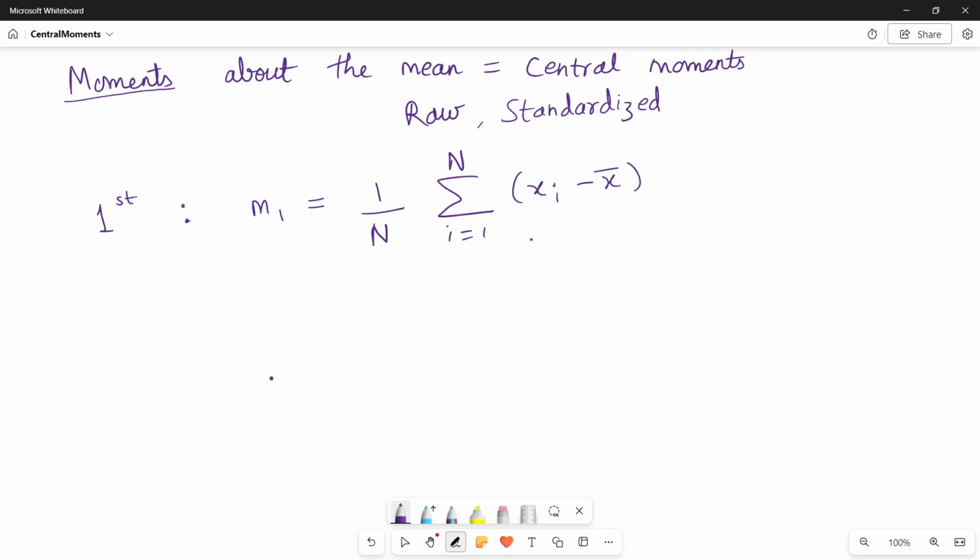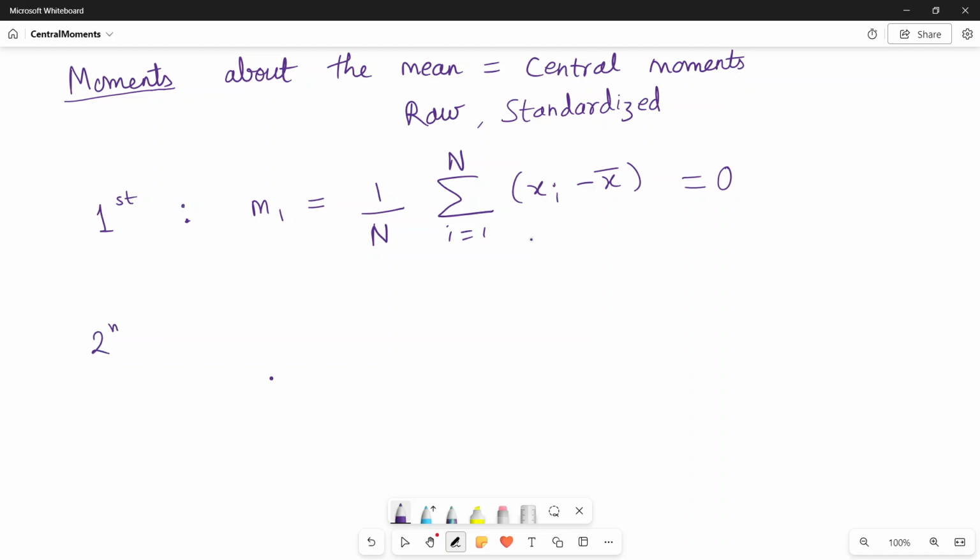So M1 is simply the sum of the positive as well as the negative differences of all the data points from the mean. So effectively, this difference will come out to be zero. That is by the definition of mean. So therefore, irrespective of whatever data you have, first moment is always zero. M1 is always zero. First central moment is always zero.